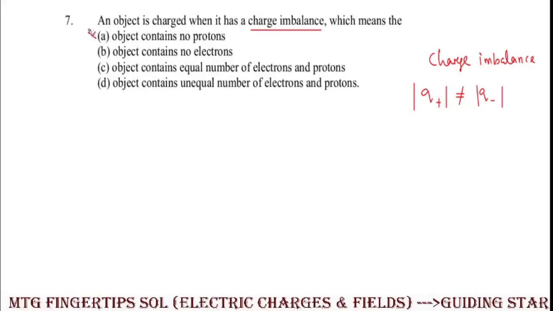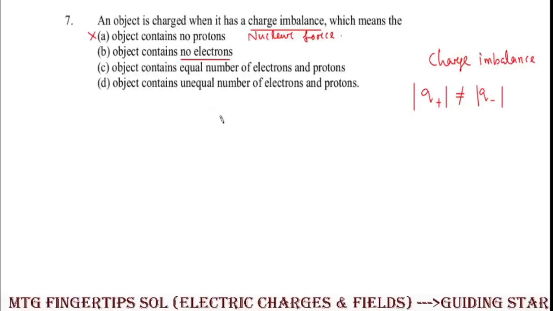That is never possible, because any object must have protons, that means positive charges, and these protons are present inside the nucleus, bound by the strongest force of nature, that is the nuclear force. It is very difficult to remove protons from a given object or atom. So saying the object contains no protons is not possible. Similarly, the object containing no electrons is also not possible.